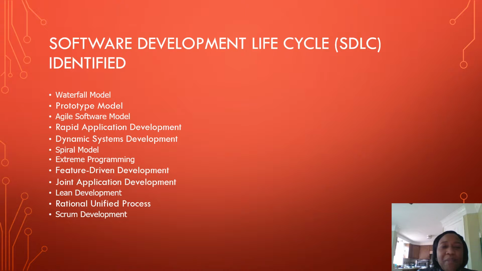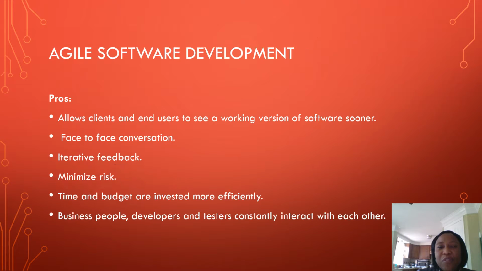model, rapid application development, dynamic system development, spiral model, extreme programming, feature-driven development, joint application development, lean development, rational unified process, and Scrum development. I will be speaking briefly about 4 of these development life cycles, which are agile software development, waterfall development, spiral model development, and rapid development.